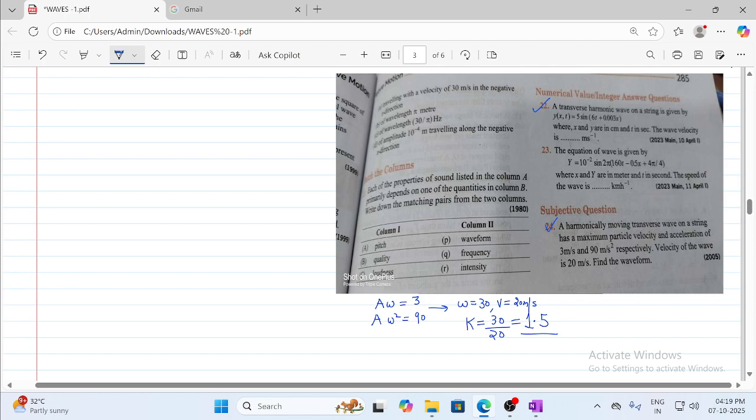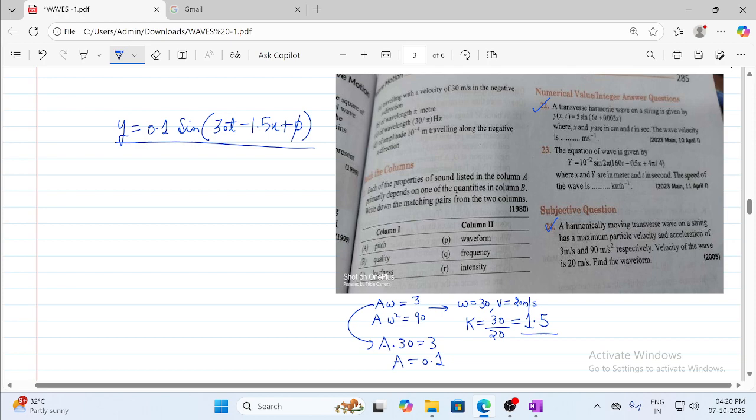Now we got K, we got omega, and maximum particle velocity, so A we can also find. Omega is 30, so A into 30 equal to 3, so A will become 0.1. So we can write the equation y equal to 0.1 sine of (30t minus, or whatever is the phase there). Okay, clear?